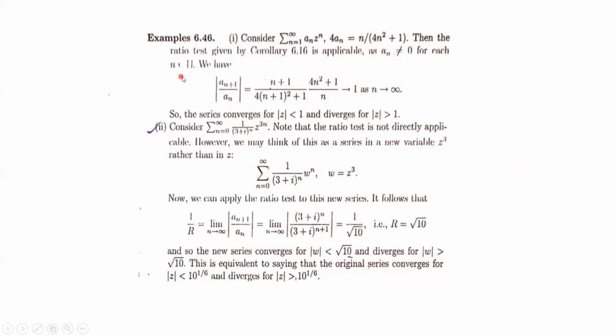For each n, we have modulus of a_(n+1) divided by a_n. We calculate this using the given definition of a_n. And what we see is that this tends to 1 as n tends to infinity. So this is equal to 1 by R. So 1 by R equal to 1. Therefore, R equal to 1. So the radius of convergence equals 1, and the series converges for modulus of z less than 1 and diverges for modulus of z greater than 1.